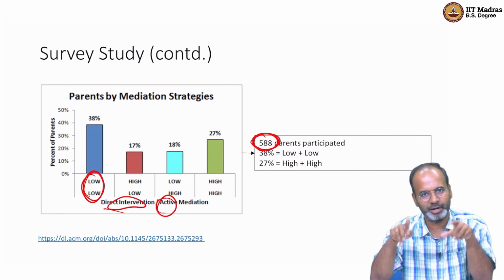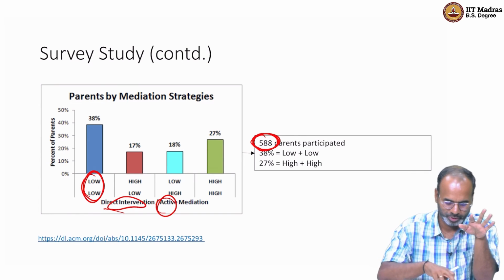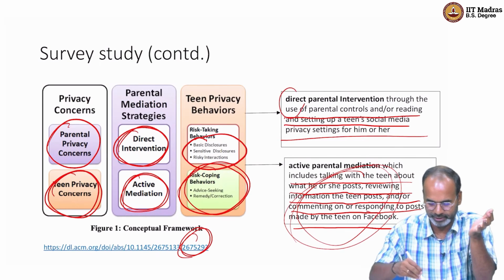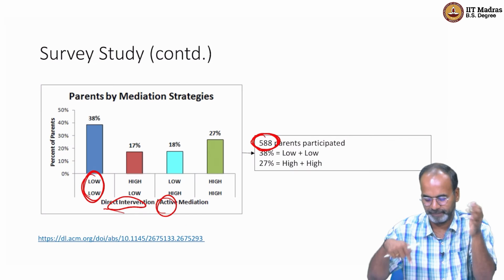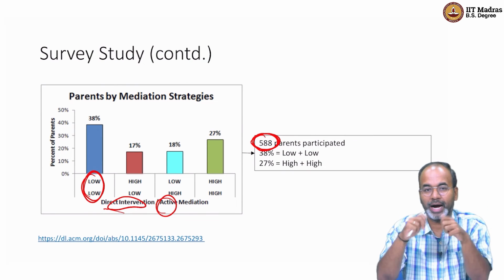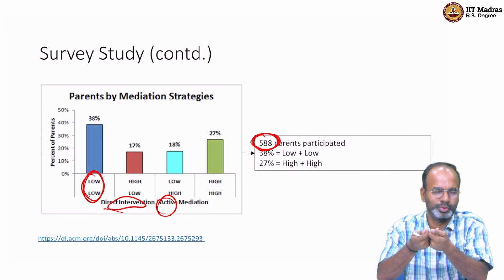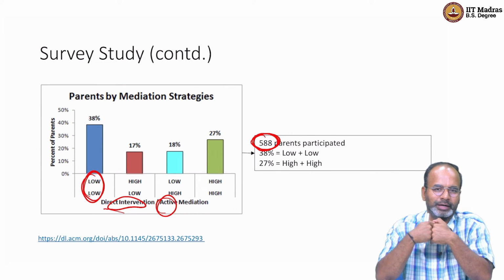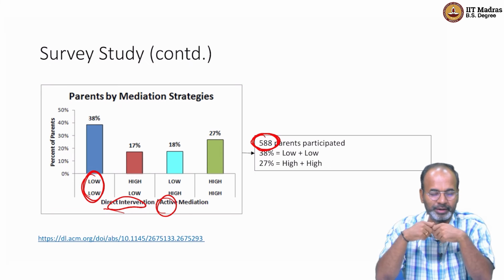The parents were asked to fill in questions on direct intervention and active mediation, which is what we saw on the last slide. Direct is understanding the privacy settings that they have. Active is just looking at the post and giving them feedback. Do they do high active interventions? Do they do high direct interventions? That's the response that 588 parents filled.